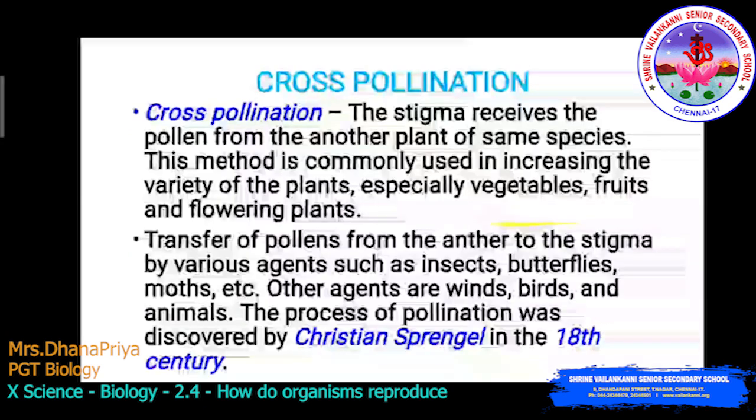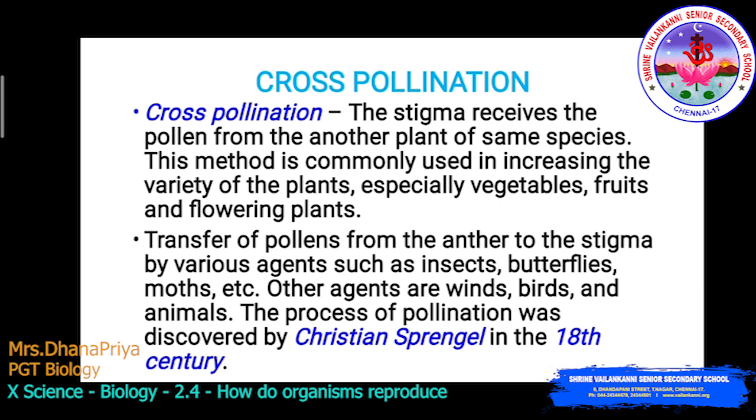Now we discuss cross-pollination. In cross-pollination, the stigma receives pollen from another plant of the same species. This method is commonly used to increase the variety of plants, especially vegetables, fruits and flowering plants. Pollen is transferred from the anther to the stigma by various agents such as insects, butterflies and moths. Other agents are wind, birds and animals.